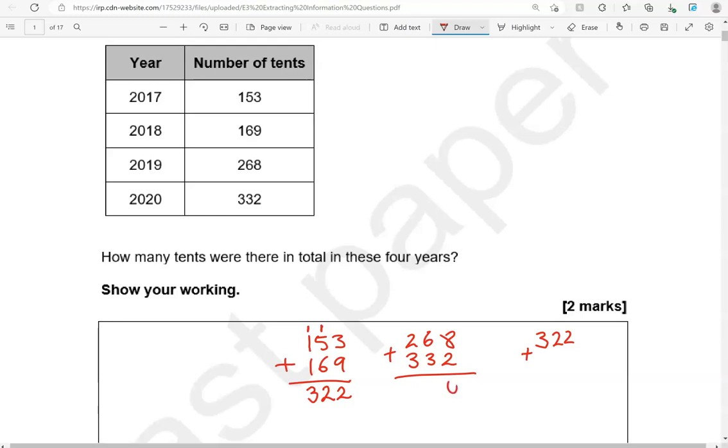8 and 2, that is 10, so 0 down, 1 carried over. 6 and 3 is 9, and the 1 is 10, so 0 down, 1 carried over. 2 and 3 is 5, and the 1 is 6. So we can add 600 now to 322, so adding the 2 totals together. 2 and 0 is 2, 3 and 6 is 9, so 922.